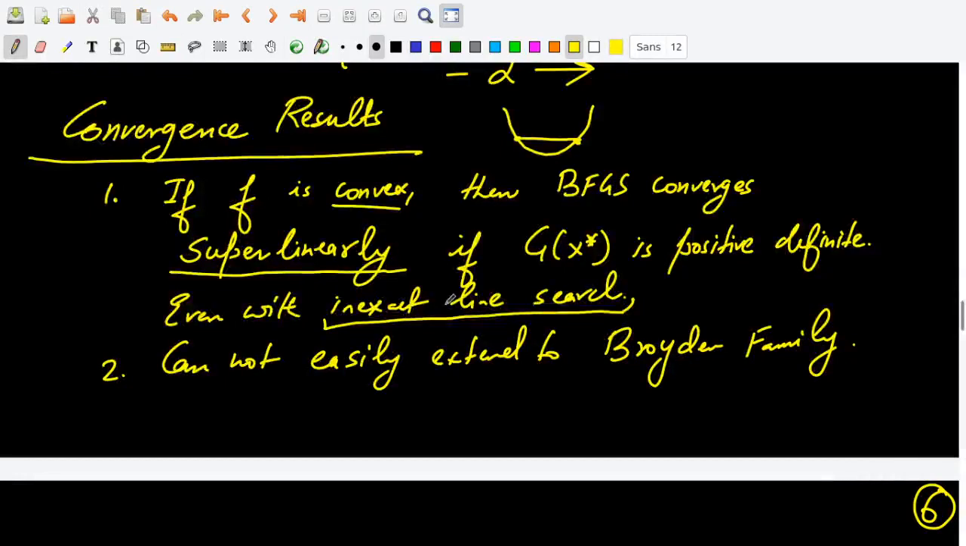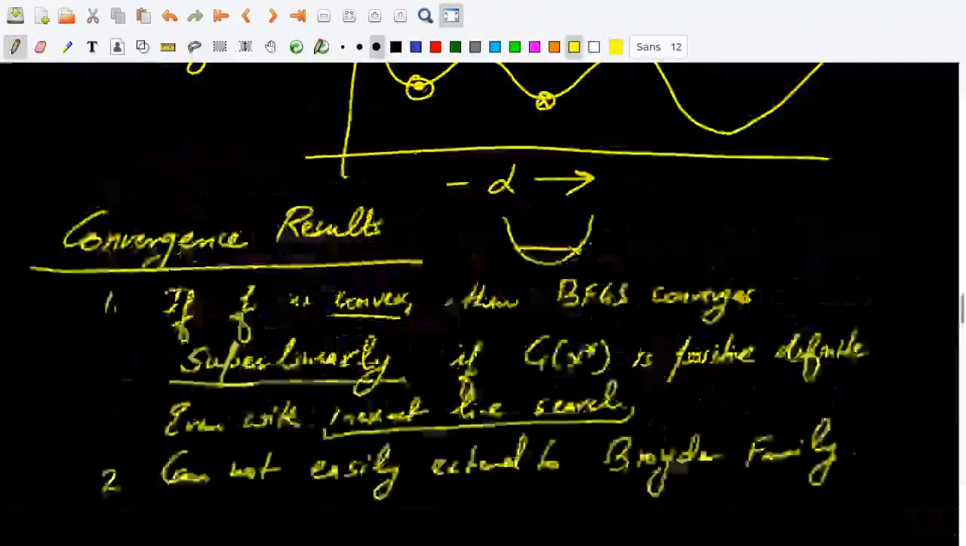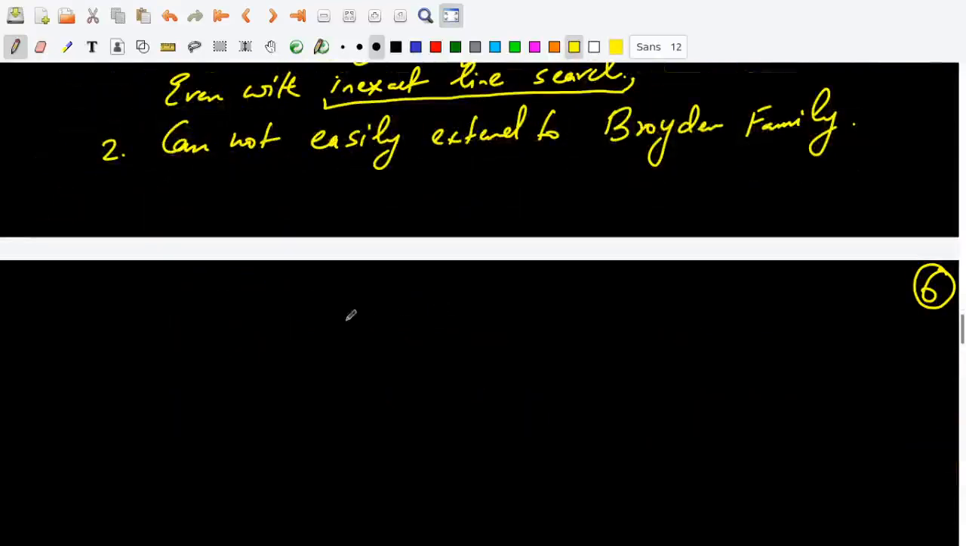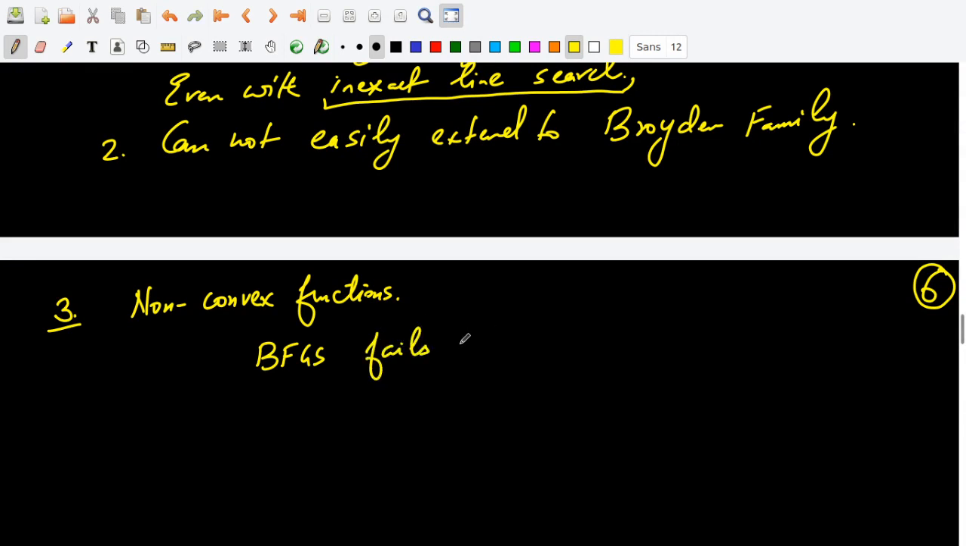These functions are nice in the sense that a local solution is also a global solution. We'll come to convexity a bit later, but for now we just want to look at what happens when my function is not nice. Convex functions are nice because they have a local minimum, which is also the global minimum. But in case of non-convex functions, there have been some recent results which show that these methods may actually fail. So BFGS may fail.